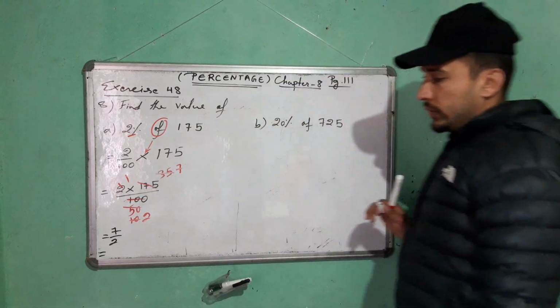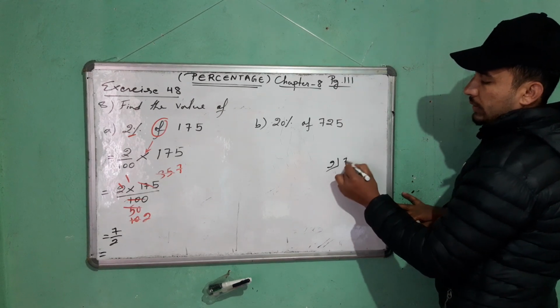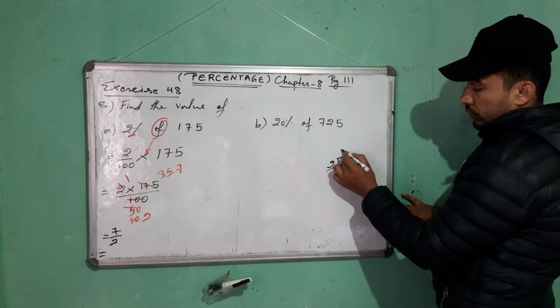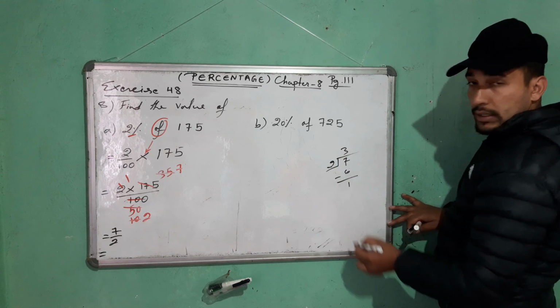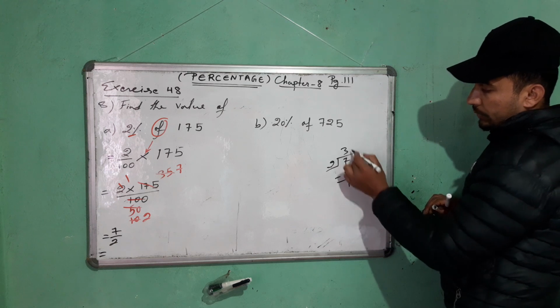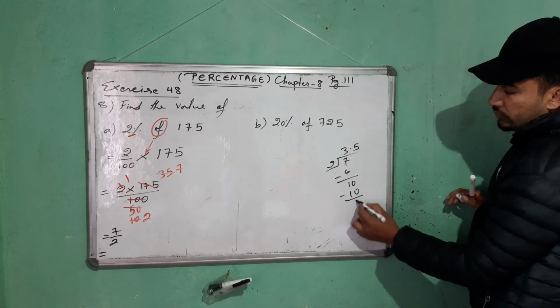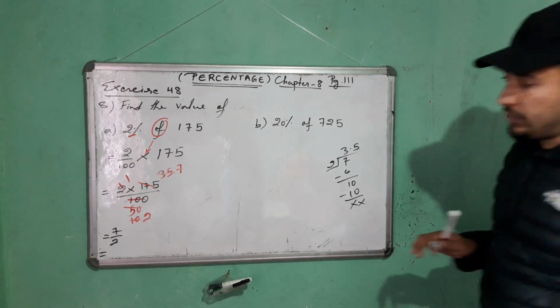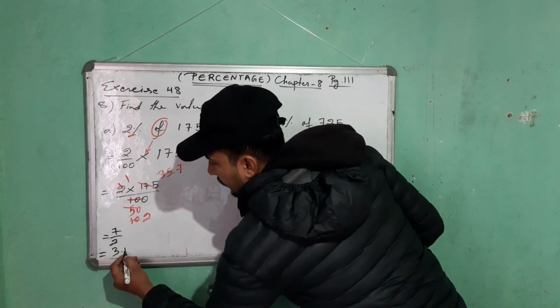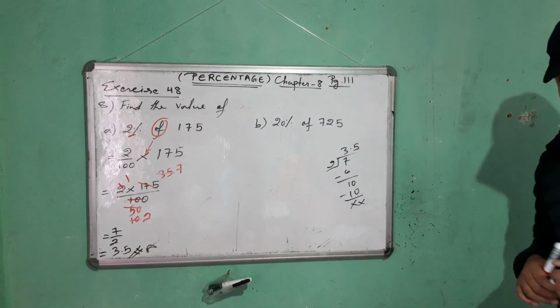7 upon 2, you divide it and write it in decimal. 2 3s are 6, 1. So you cannot divide, so put 0 here and put the decimal here. 2 5s are 10. So 3.5 is your answer. 3.5 is your answer. Okay, now next, number B.